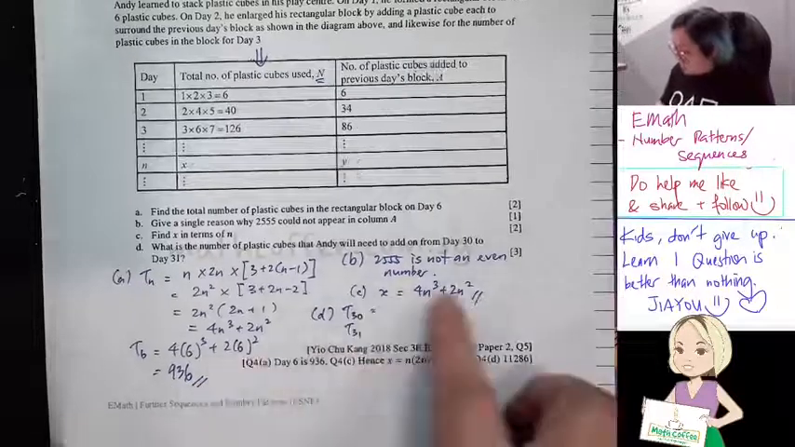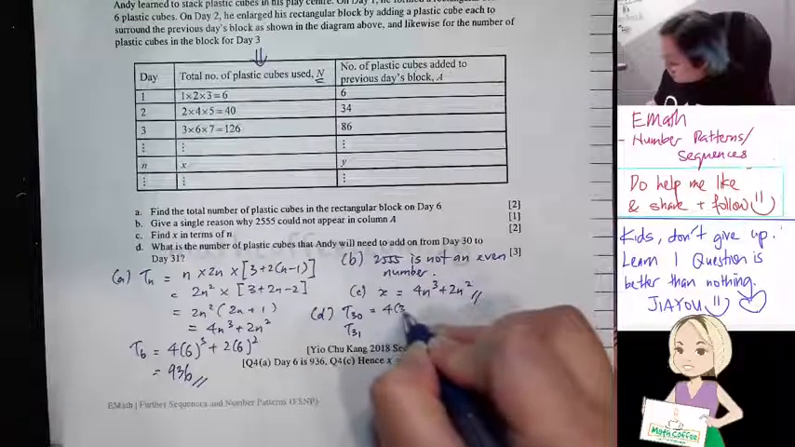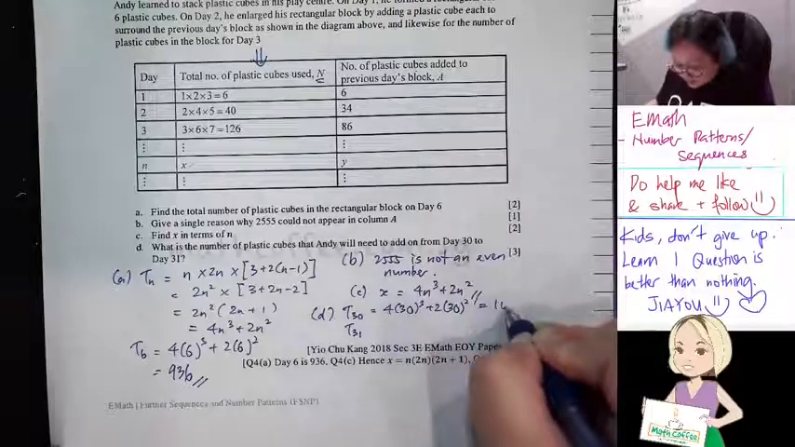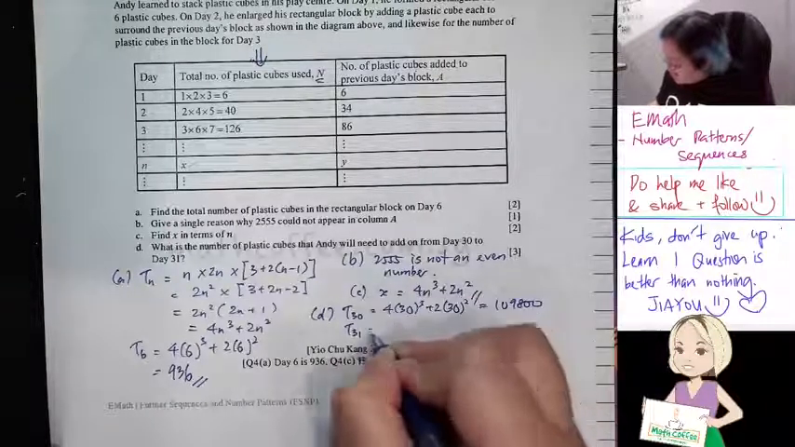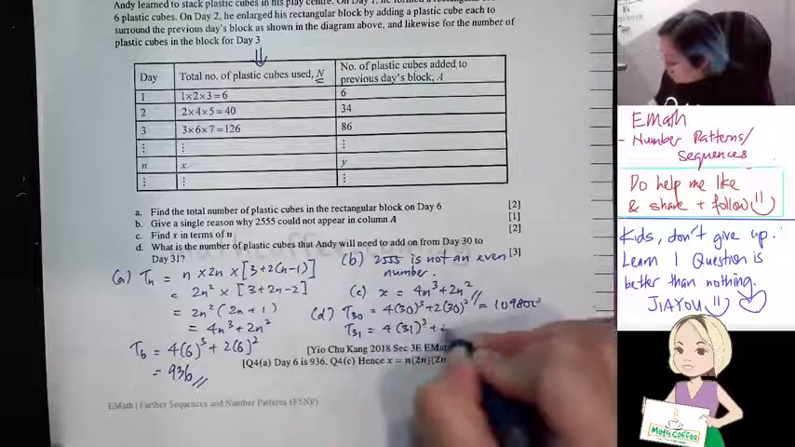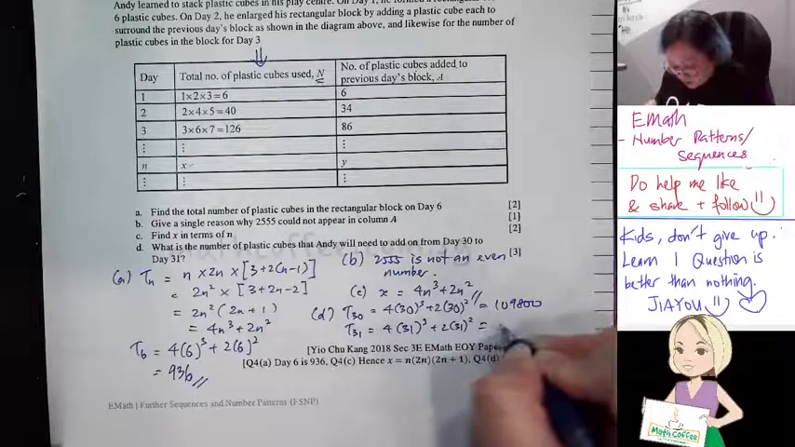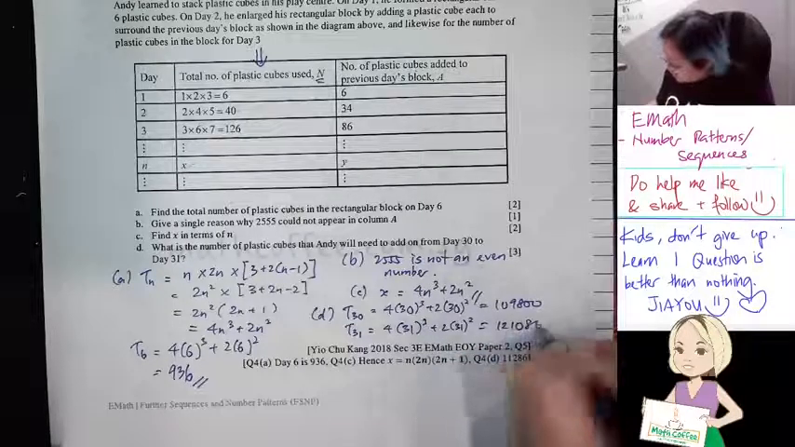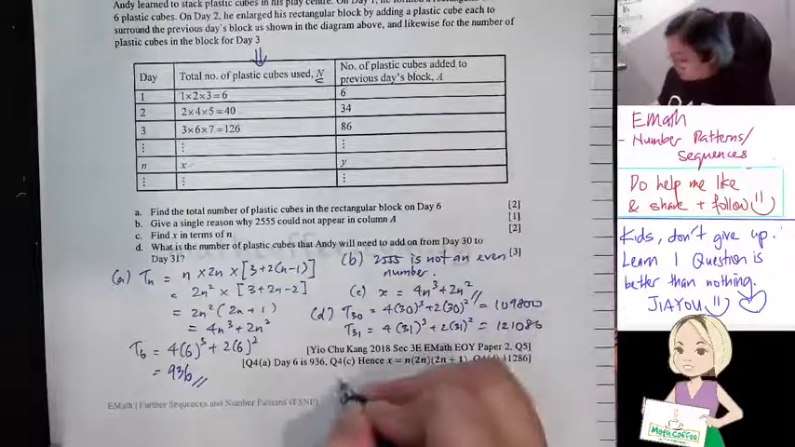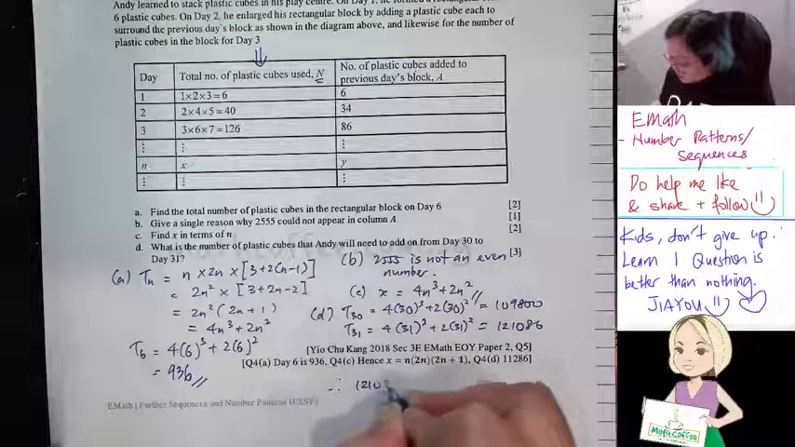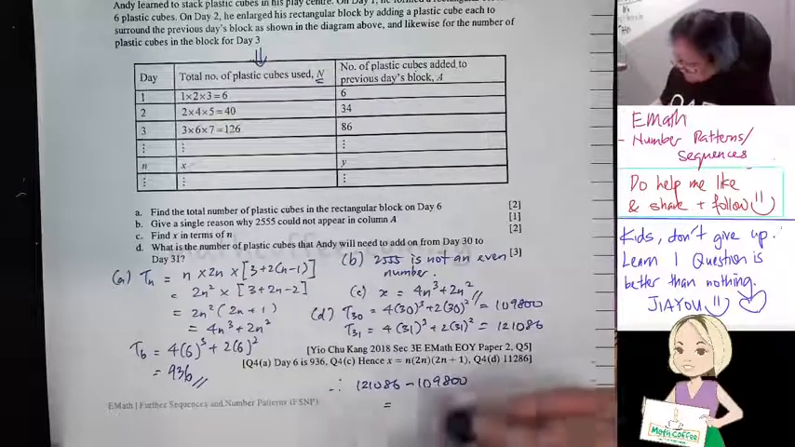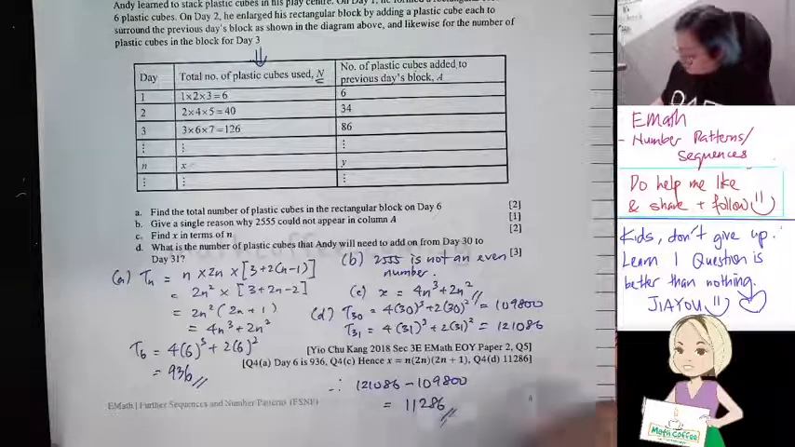So we're going to use our formula over here. 4 times 30 cubed plus 2 times 30 squared will give us 109800. T31 will give us 4 times 31 cubed plus 2 times 31 squared, which will give us 121086. So the number of cubes that I need to add, I just subtract these two numbers. Therefore, 121086 minus 109800 will give us 11286. Done.